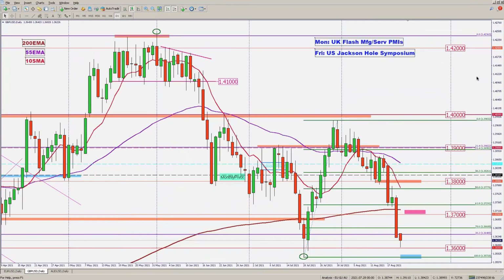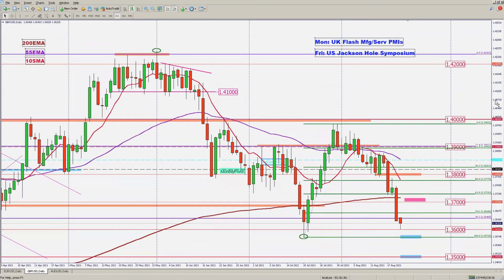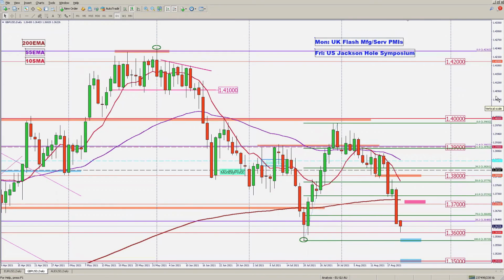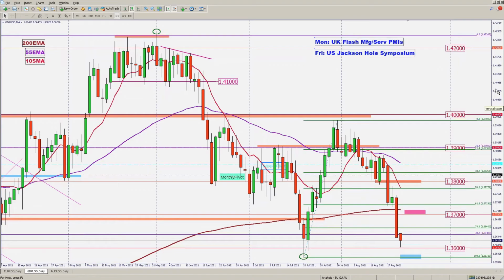Let's also check the FIBs for the cable. And the cable could also consolidate between the 137 and 136. Could just consolidate here. Unless it dips to just test the swing low. But I don't think it's going to break it that soon yet, but you never know.